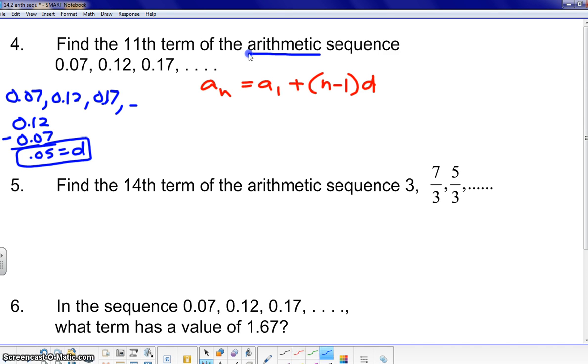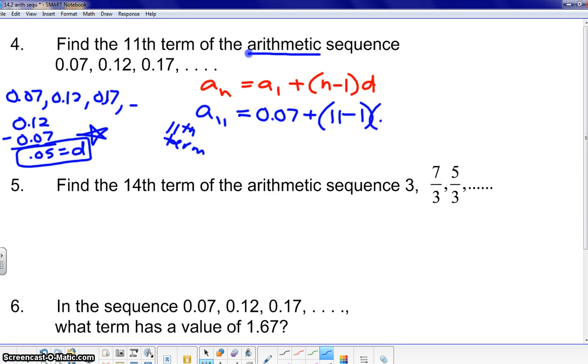Okay, now the n is representing the term that you're on. So that'd be A sub 11. So we're finding the 11th term. Okay, and then the first term of the sequence is 0.07 plus n is back again. That's going to be 11 minus 1. And then the common difference we found over here, which is going to be 0.05. And with order of operations, if you want to push pause and go ahead and figure that out, you can. Otherwise, you should get 0.57. If you don't get that for the 11th term, then that could be a good question for me tomorrow. You can ask then. Okay, so let's go on to the next one.